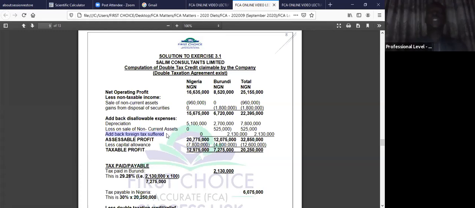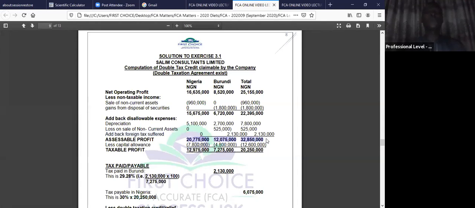So all the things that we are not supposed to remove that has been removed, we are going to add them. So that's what we are doing. But tax alone, we are adding it because we want to know the true position. So you add back your foreign tax, you get your assessable profit here.